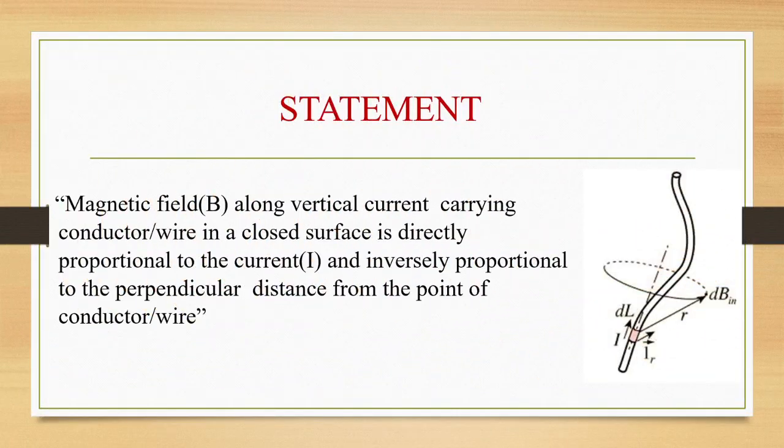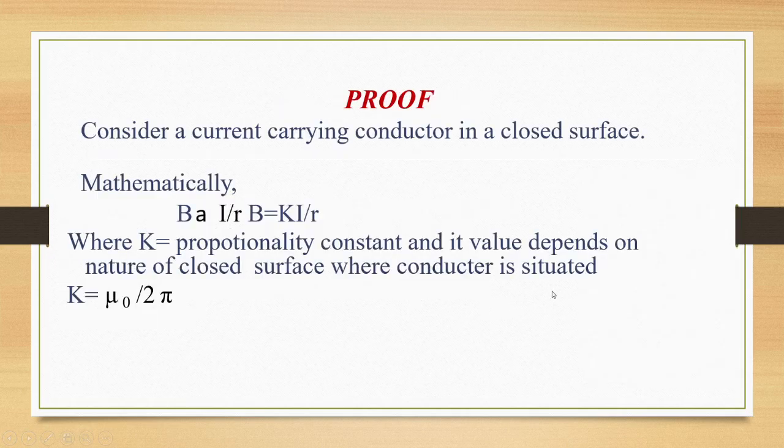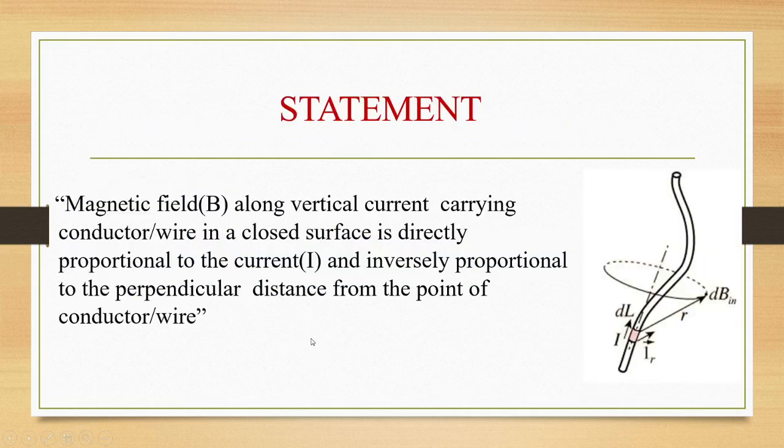Now let us see the statement of Biot-Savart law. The magnetic field along a vertical current carrying conductor or wire in a closed surface is directly proportional to the current and inversely proportional to the perpendicular distance from the point of the conductor or wire. So mathematically, if you see the proof, consider a current carrying conductor in a closed surface here like this.